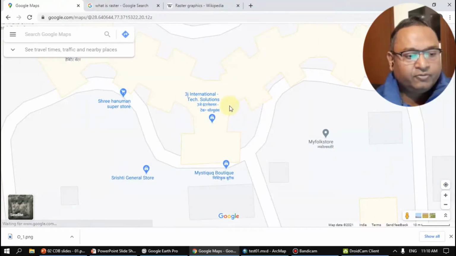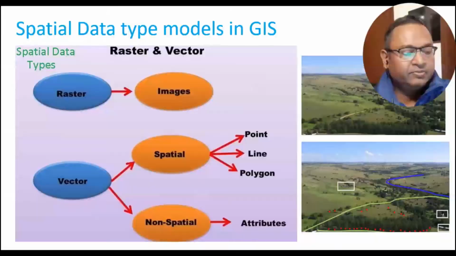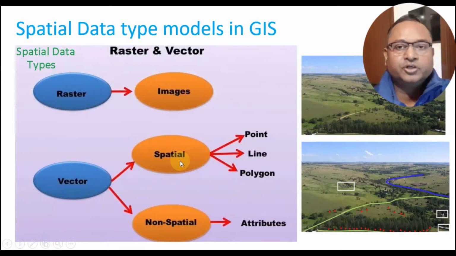or structural information. The vector model is again divided into the spatial and the non-spatial. Here the spatial model specifically stores the location of that object, and the non-spatial model stores the attributes of that object. Attributes means the characteristics associated with that object. So let's understand this in our next slide.